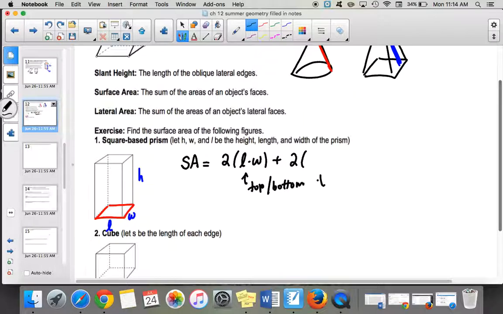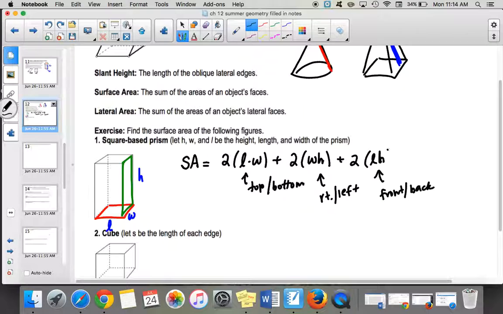But then I'd have 2, so that was our top and bottom. What about the right and left? How do I write the right and left? W times H. Do you guys see it? So I have 2 of the W times H's. And then the last one I have the front and back. How do I get the front and back? Yeah, L and H. Oops, H. So our formula would be 2 length times width plus 2 width times height plus 2 length times height. A little sloppy there. All right, so that's a very easy way of doing that formula.